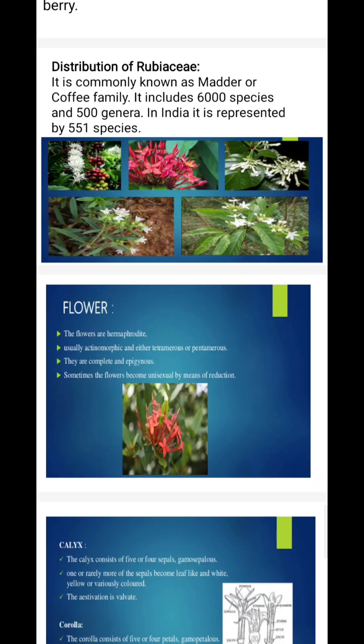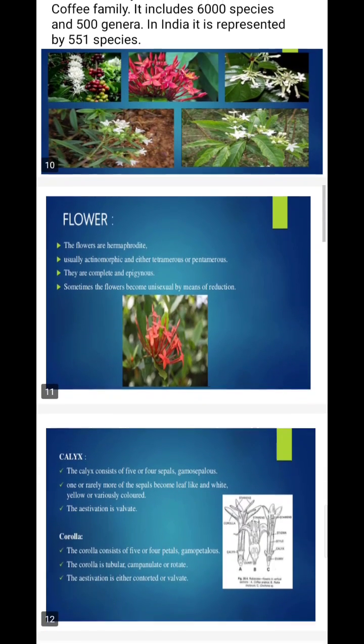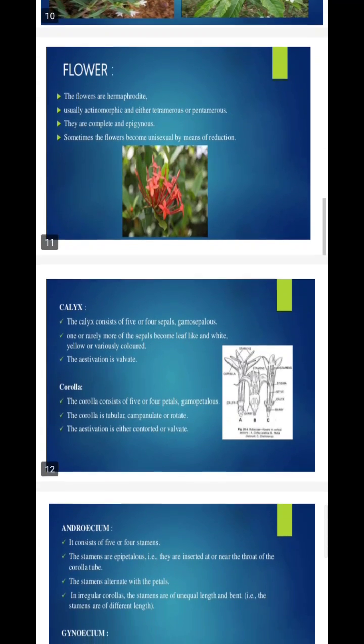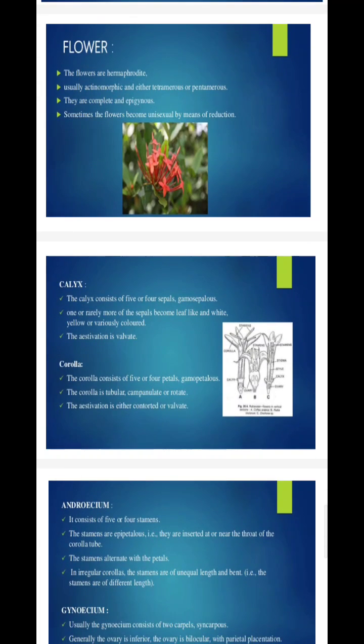Sometimes the flowers become unisexual by means of reduction. Sometimes in the flowers, in male and female sex, only one sex is present due to the reduction in the sex organs.